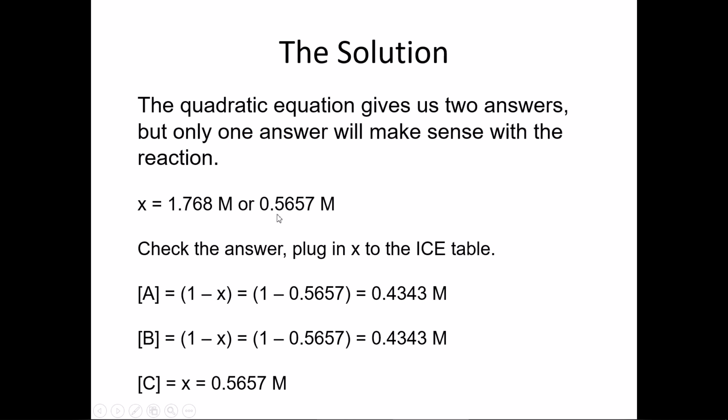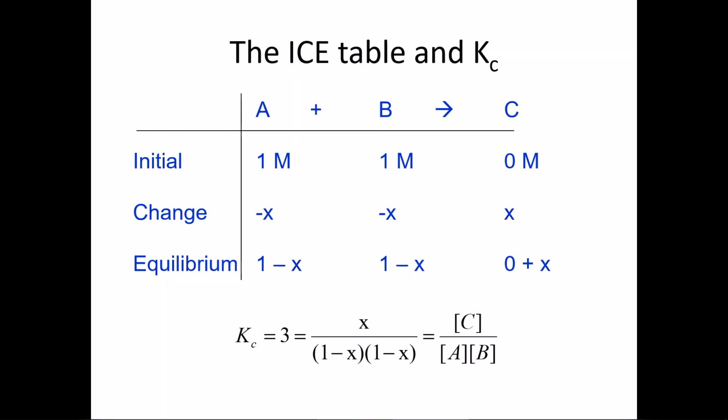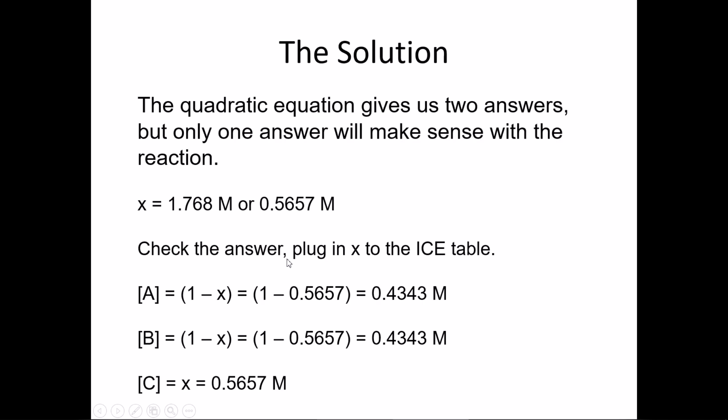1.768 or 0.5657. So which of these are we going to use? What's going to make sense with our ICE table? Well, if you look back at our ICE table, our x value needs to be less than 1 because we can't use more A and B than we started with. So the amount of C that we make has to be less than what we had for A and B. So we're going to pick the smaller value that is less than 1. This larger value would give us a negative concentration, which we can't have.